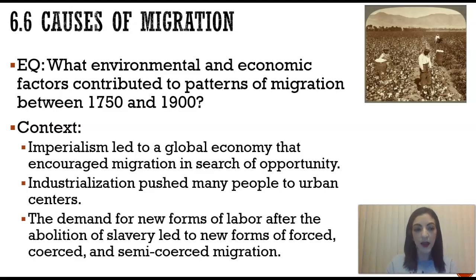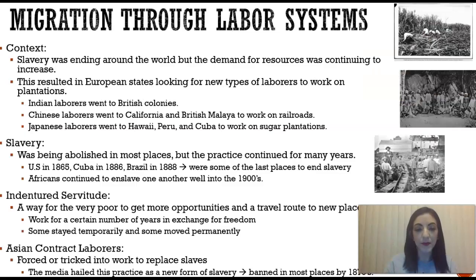So context and background. Imperialism had led to a global economy that encouraged migration in search of opportunity, so people moved looking for jobs. Industrialization pushed many people to urban centers. People had to move to the cities because the factories were in the cities, and that's where the jobs were. And the demand for new forms of labor after the abolition of slavery led to new forms of forced labor, coerced labor, which is another word for forced, and semi-coerced migration. So it's another way of saying slavery in a nice way.